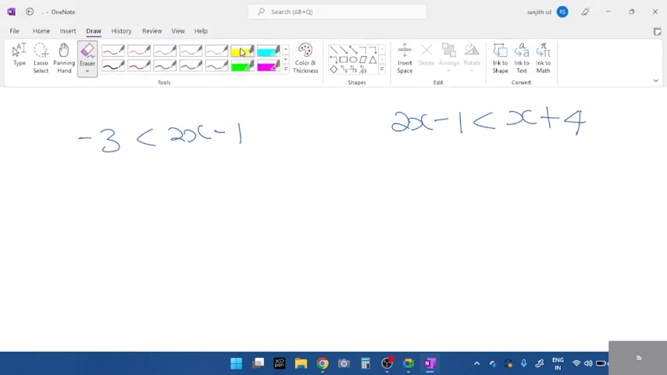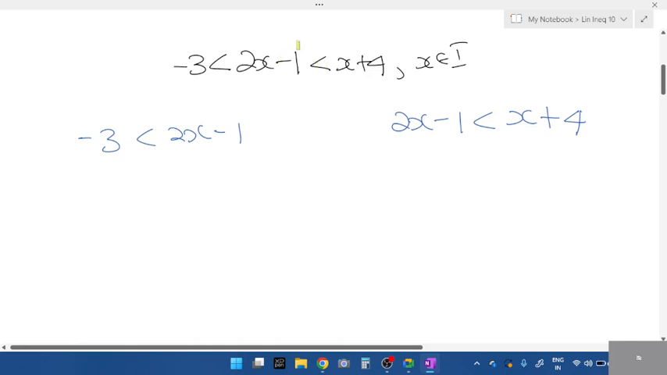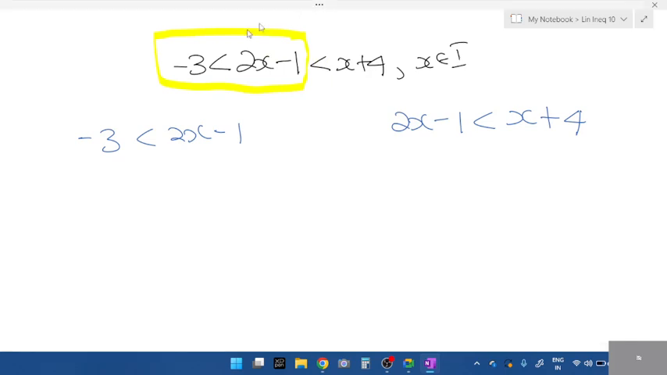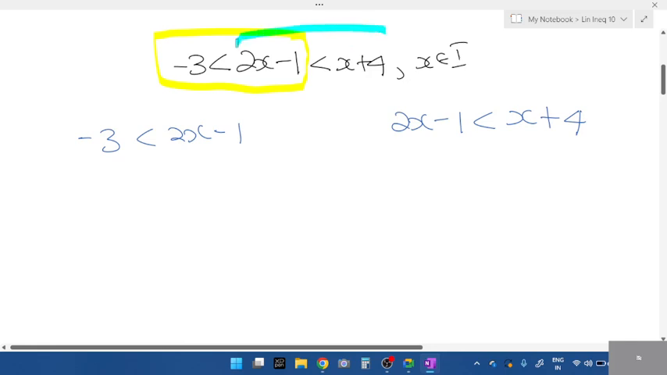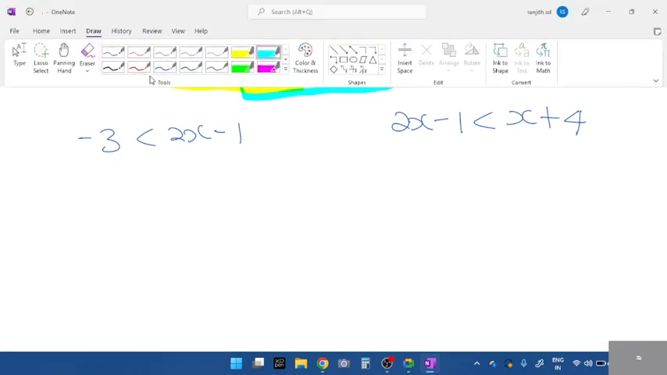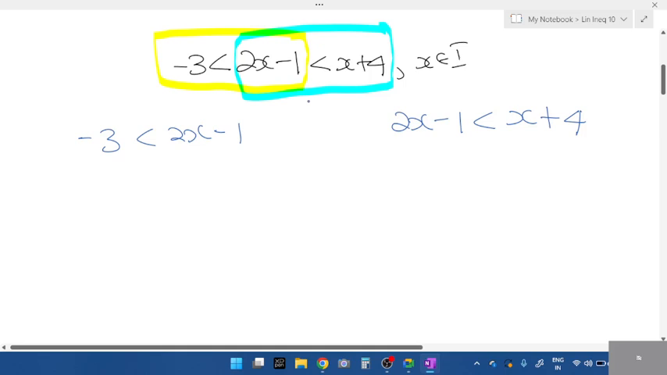Understood how to split? Before one less than symbol, we have two values, right? Look at the yellow one, students. Yellow, and the other one. The other question is these two values. These two. Is it clear? All of you understood?